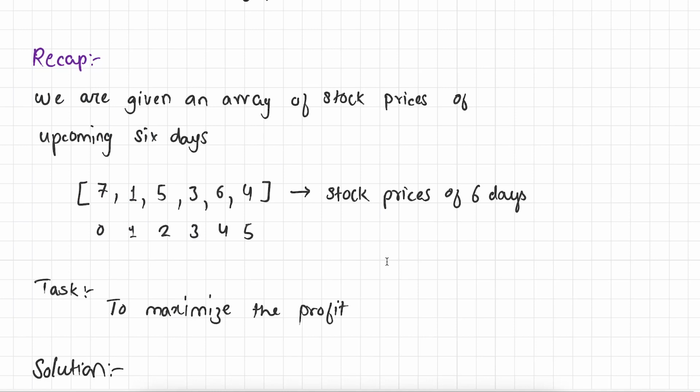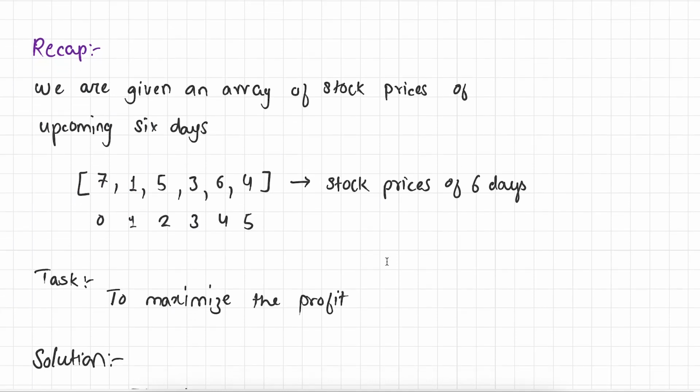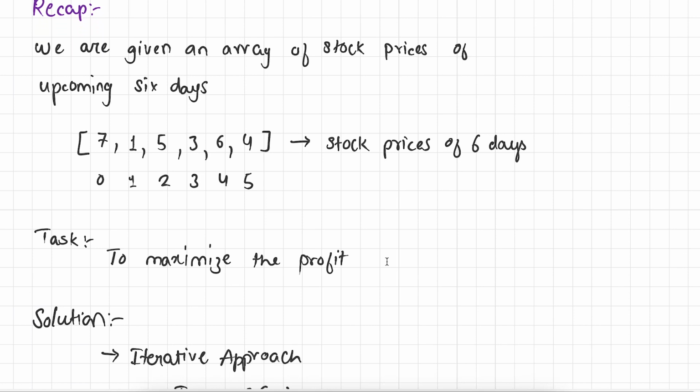So just to give you an idea, let me recall this problem once again for you. In this problem, we are given an array of stock prices of upcoming 6 days. You can see that these are the stock prices of upcoming 6 days. On day 0, stock price is 7. On day 1, stock price is 1. On day 2, stock price is 5, and so on and so forth.